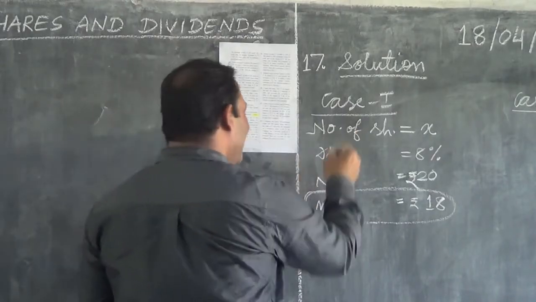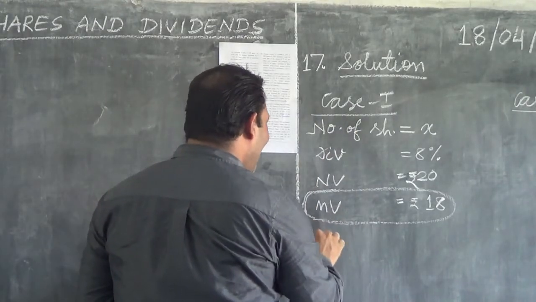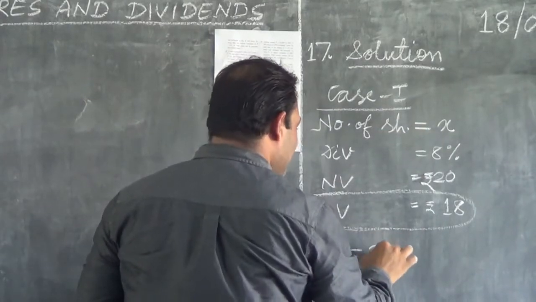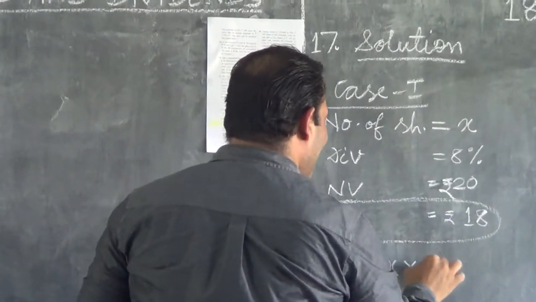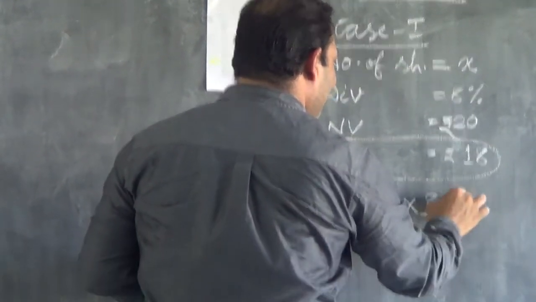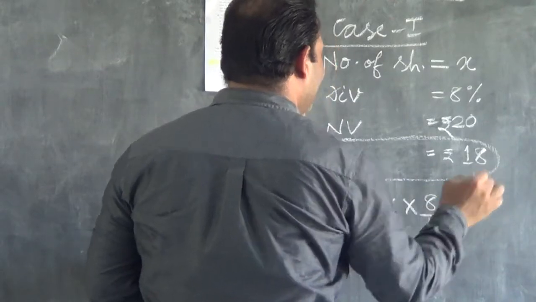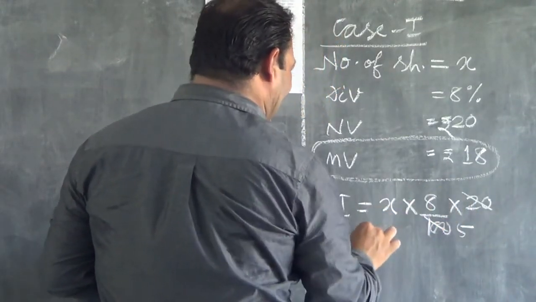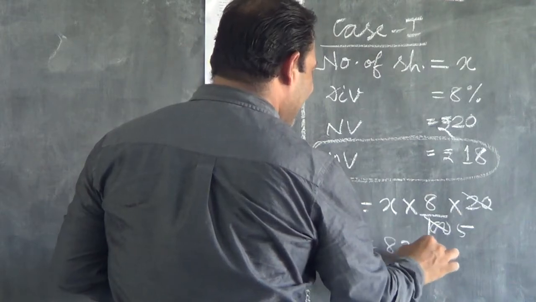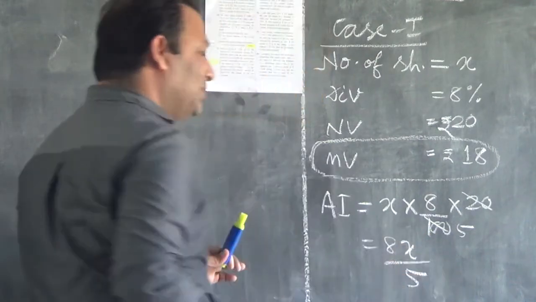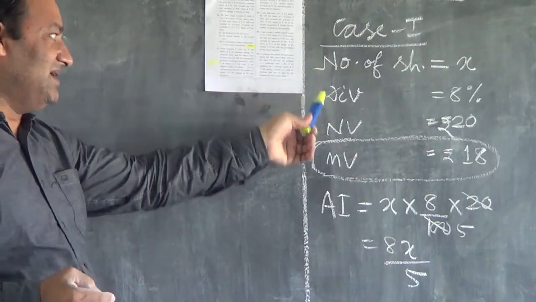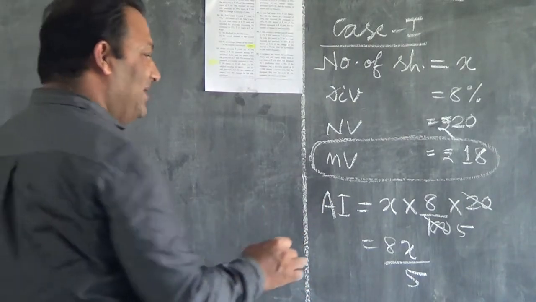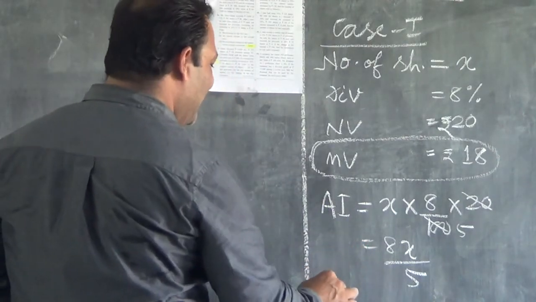Here directly we can calculate annual income because we know the number of shares X and dividend is 8%, that is 8 by 100 into 20. So 5 twos are 10... 20 fives are 100. So 8x by 5. So if he had held the shares till the end of the year, he could have got 8x by 5 rupees as annual income.